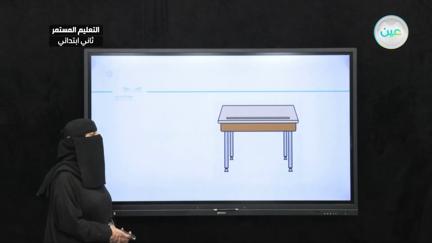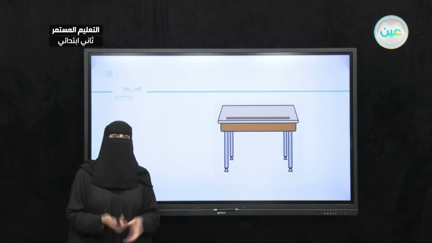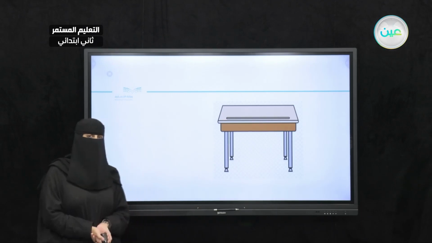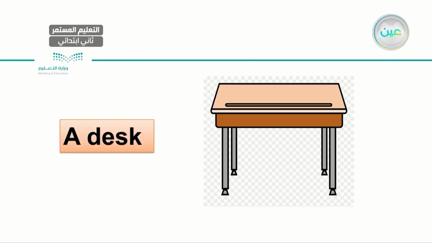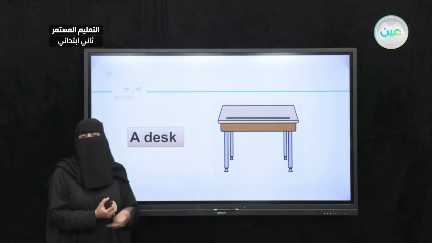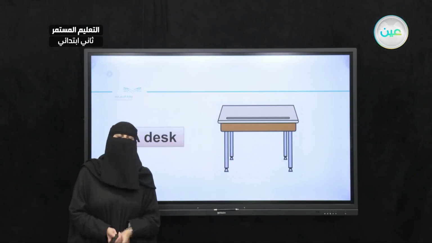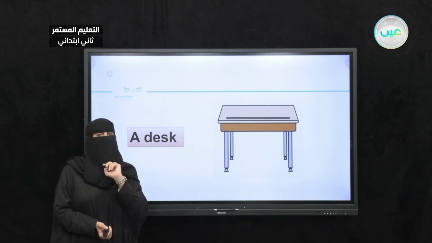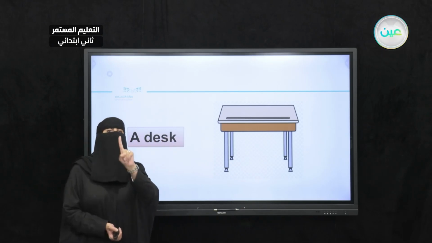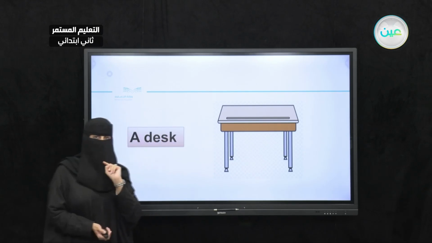Very good. Next, we can also find this in my classroom. It is a desk. A desk. One more time, a desk. One last time, a desk. Now let me ask you this question. How many desks can you see here? How many? Do I have 1, 2, 3? Very good. I just have one. I have a desk. Okay?